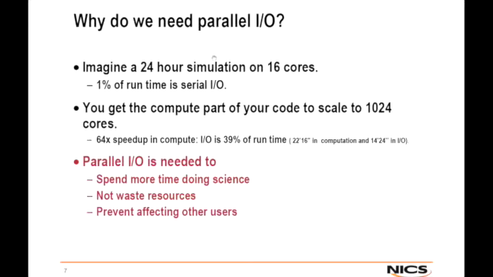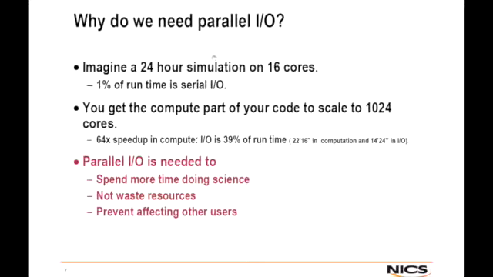So here's an example of a situation. If you have a 24-hour simulation on 16 cores, 1% of your runtime is serial I/O. Now you scale up the compute part of your code to 1,024 cores, you have a 64 times speedup in compute, but I/O is now 39% of the runtime. So I/O does not nicely just follow right along with compute. It's a completely different paradigm that you have to address.